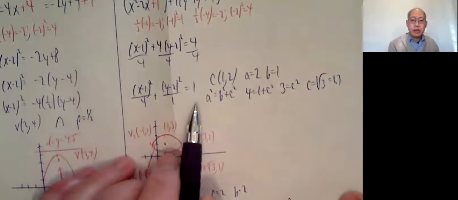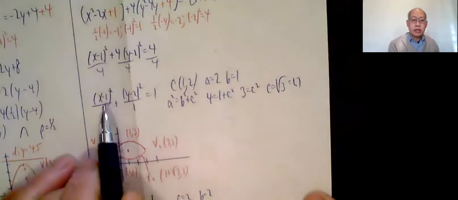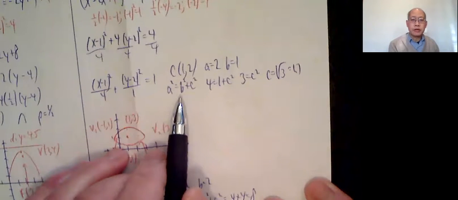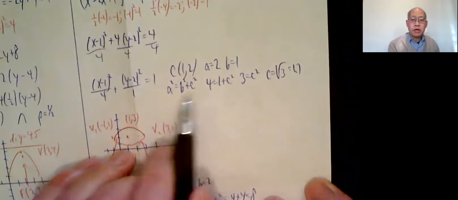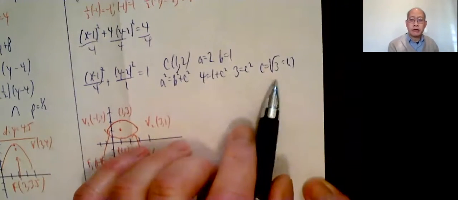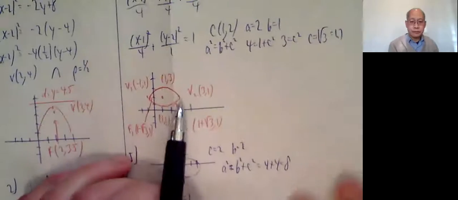So a is 2, b is 1. The center is 1, 2. Use a squared equals b squared plus c squared. A squared is 4, b squared is 1. Subtract 1, 3 is equal to c squared. C is radical 3, which is about 1.7.